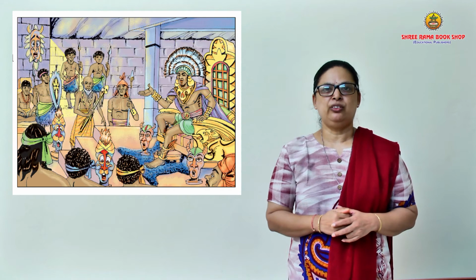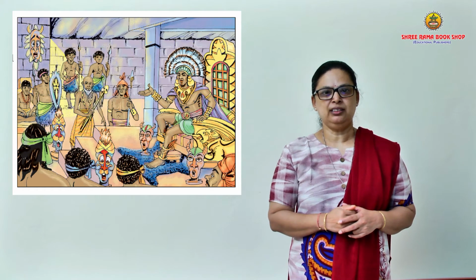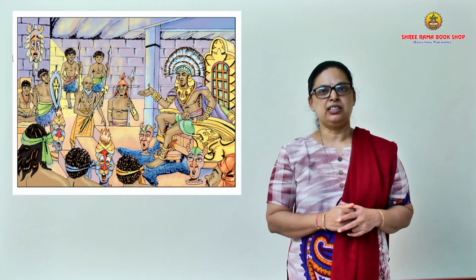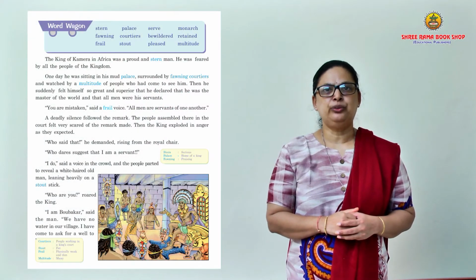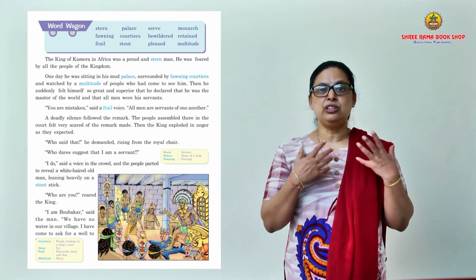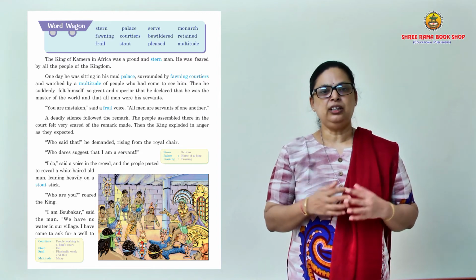And how was the man looking? White head. White head means he must be an old man. At the same time, he had a stout stick. A stout stick is a very short and fat stick. He was holding that stick. Who are you? Roared the king. So the king was already angry and his voice was very high. And he said, who are you?